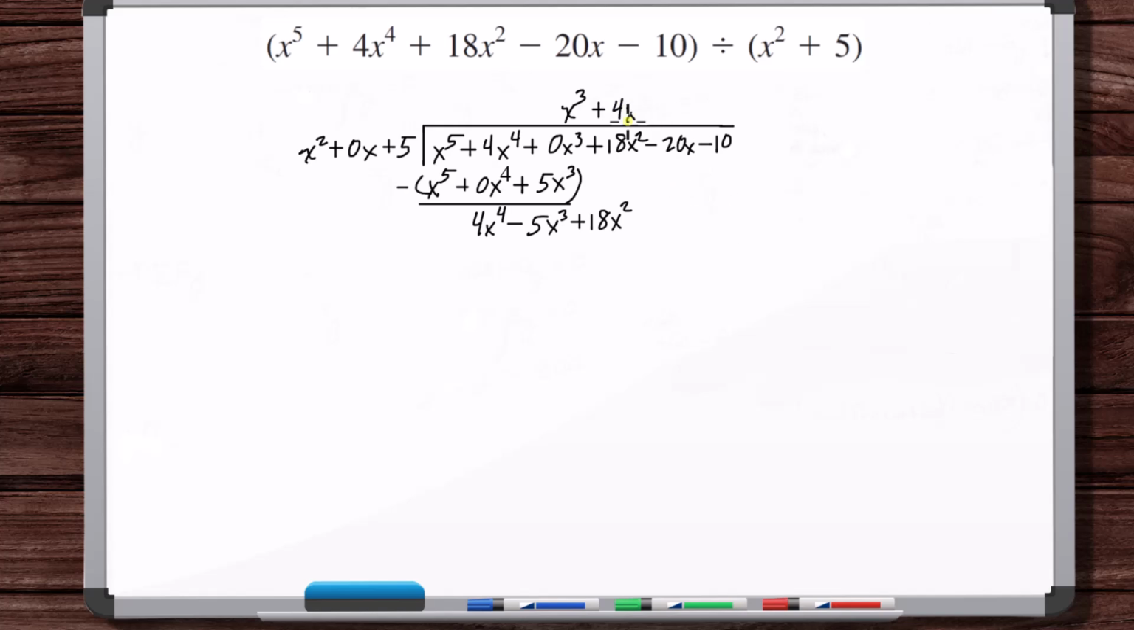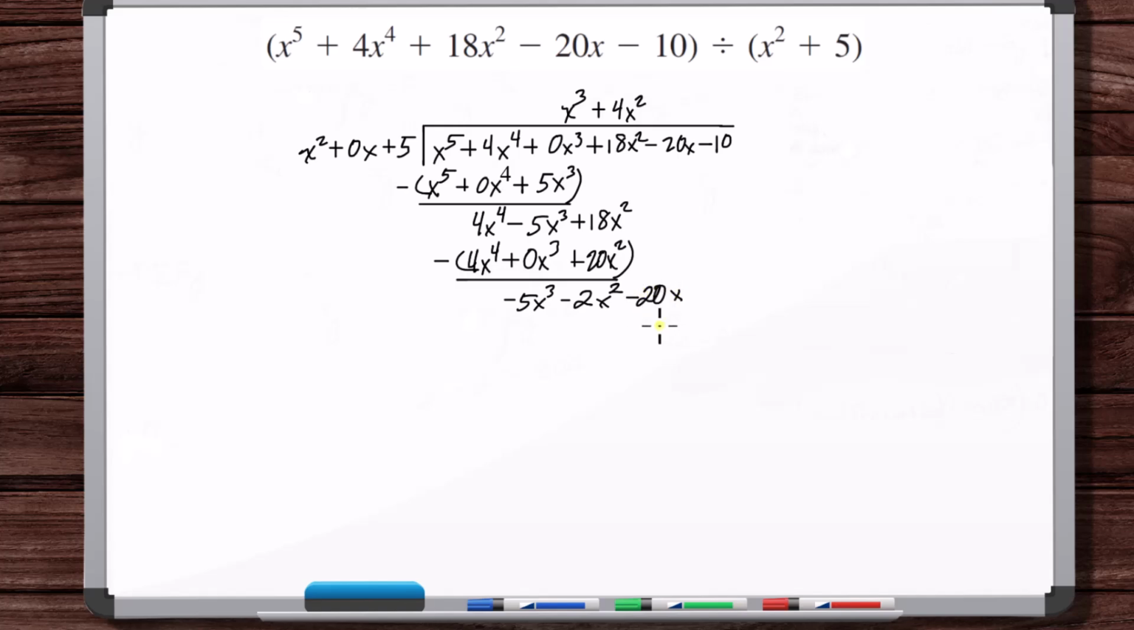4x to the fourth divided by x squared is 4x squared. Line these up. 4x squared times x squared, 4x to the fourth. 4x squared times 0x is just 0x cubed. And then plus 20x squared. Minus 5x cubed. Minus 5 minus 0 is minus 5. And then 18 minus 20 is minus 2x squared.